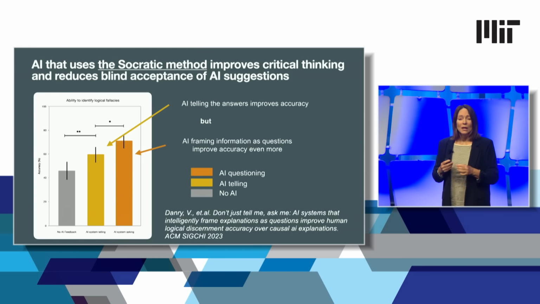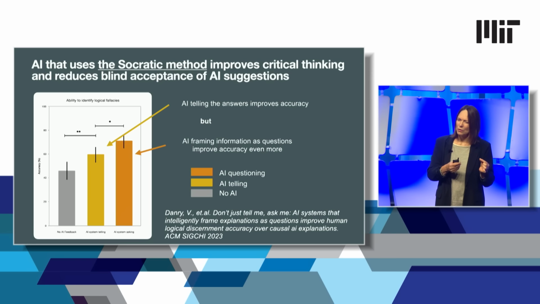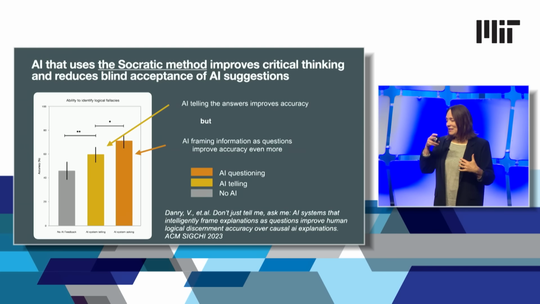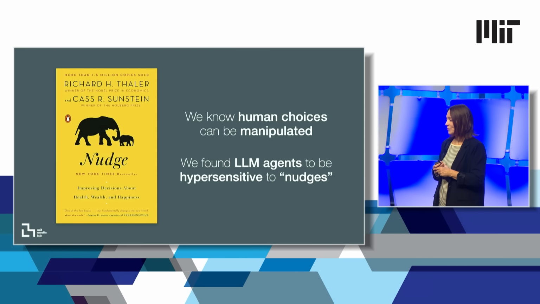For example, a simple intervention where the AI will first engage the user by asking a question about that newspaper headline. Do you really think the Pope would wear a Balenciaga jacket that costs thousands of dollars? That alone immediately improved their accuracy, even if they had an AI that ultimately would give a wrong suggestion.